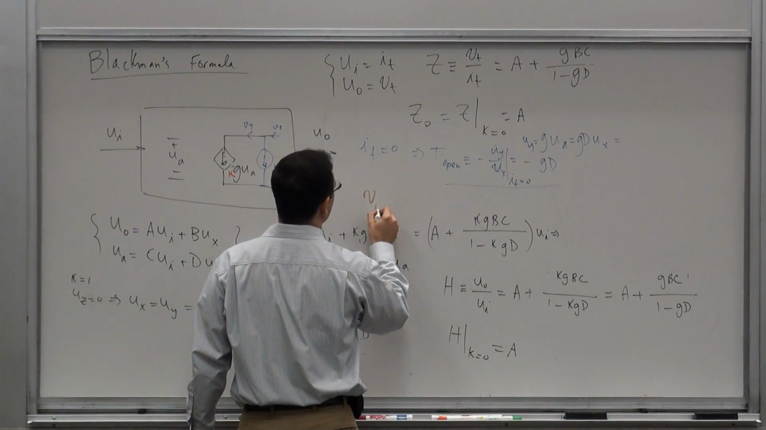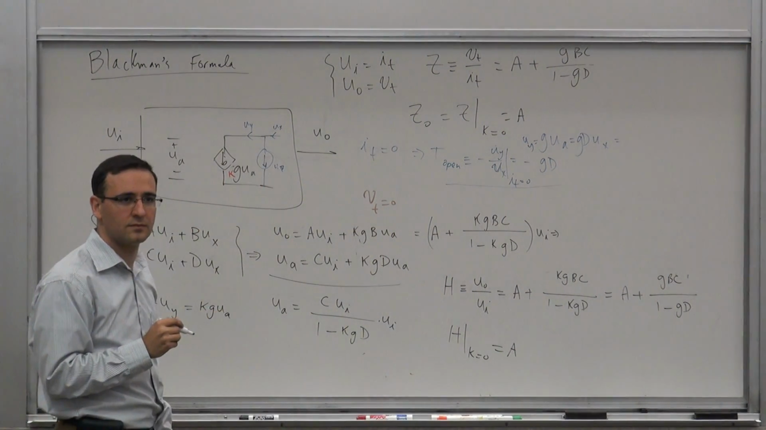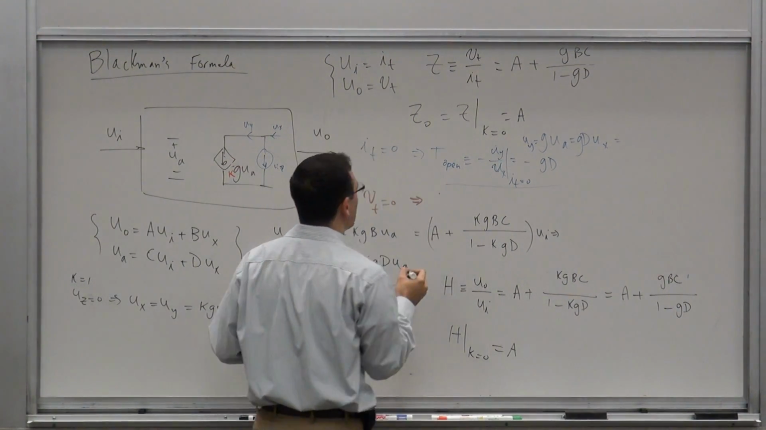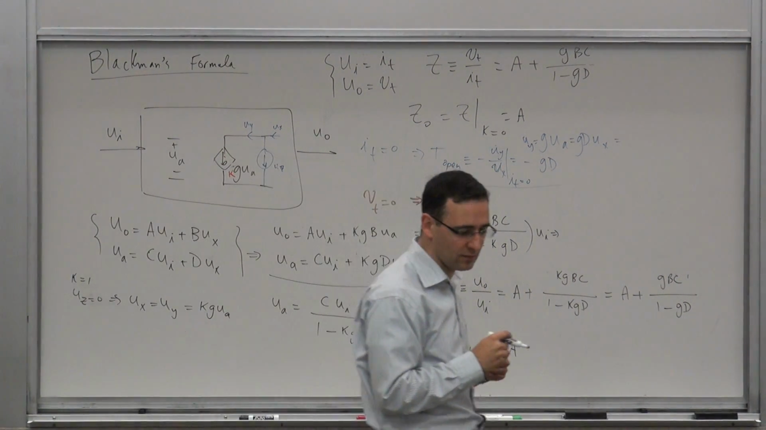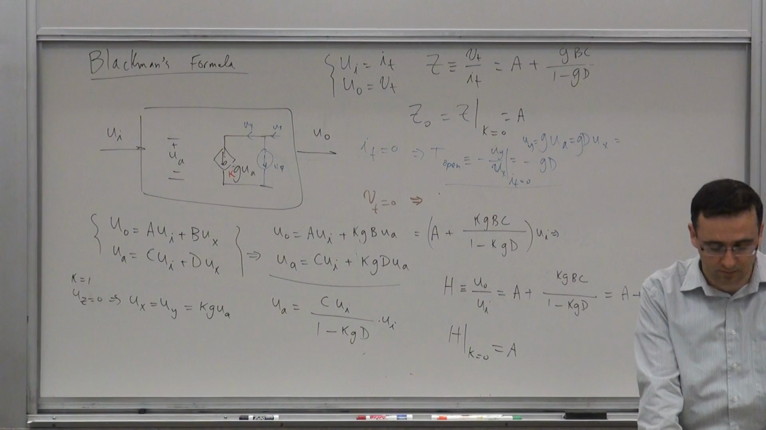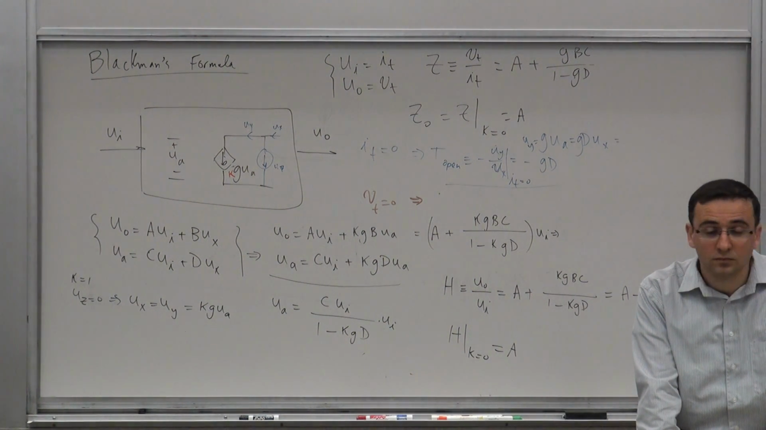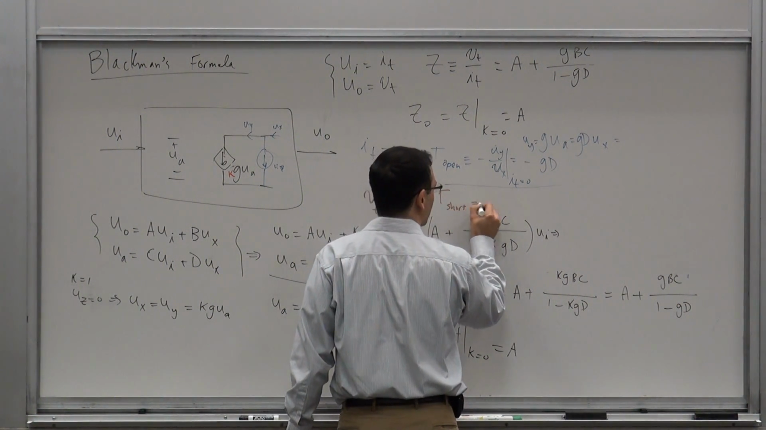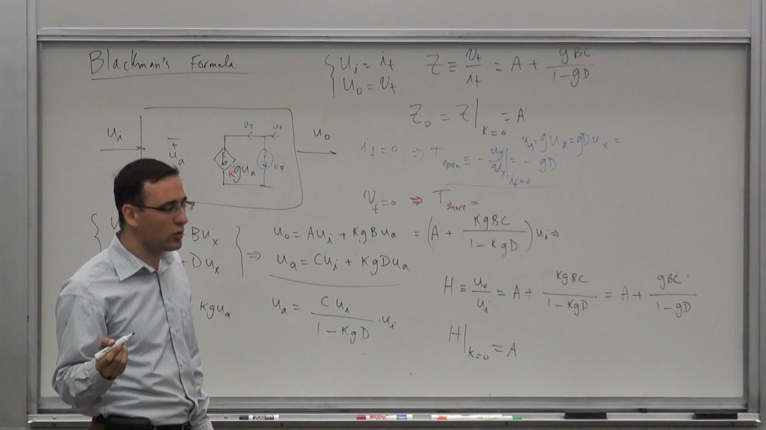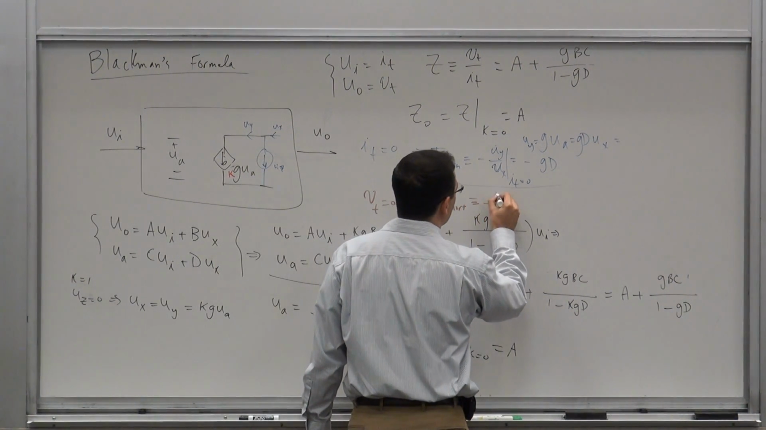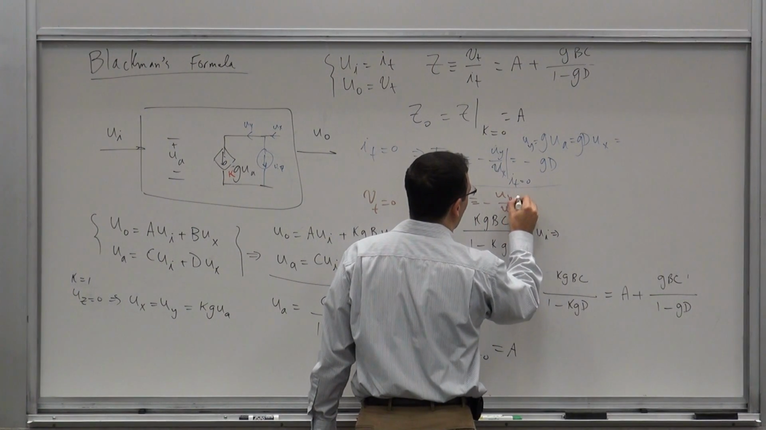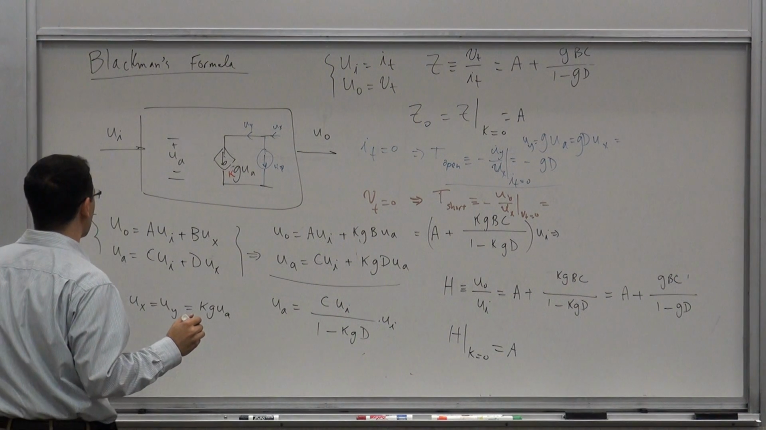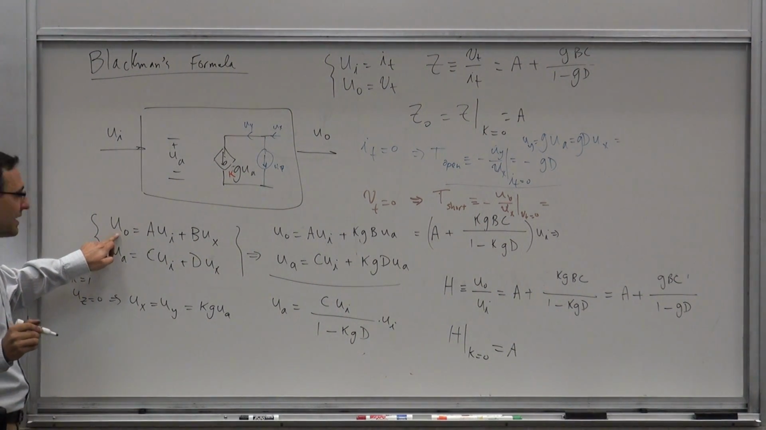So this is one condition. The other condition is that I set Vt to 0. If I set Vt to 0, what have I done to that port? If I set the voltage of the port to 0, I've shorted it. So this is a new return ratio when the port of interest, where I'm trying to determine the impedance, is shorted. So again, by definition, this is Uy over Ux when Vt is 0. And what is that quantity? Vt is what? Uo. So I'm saying that this is 0.